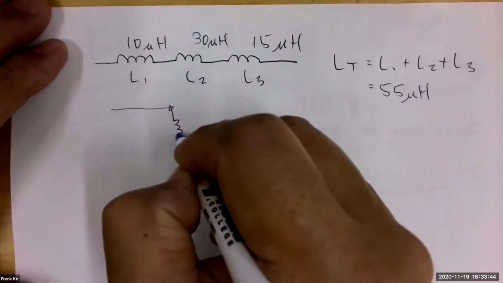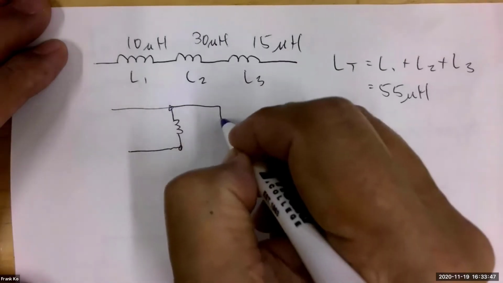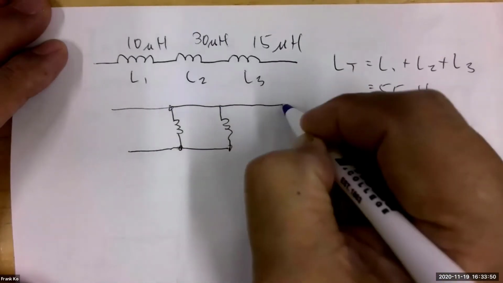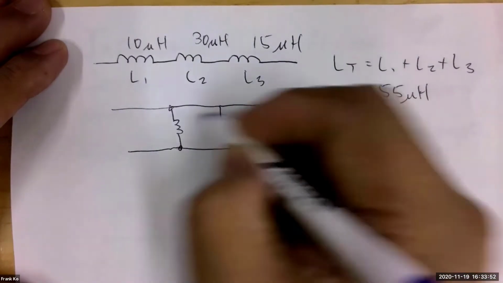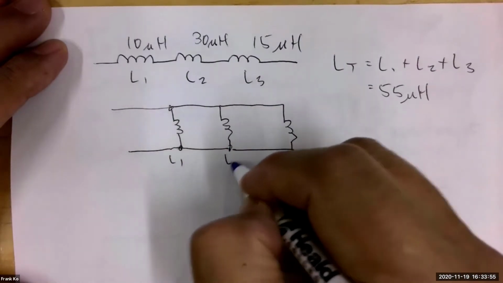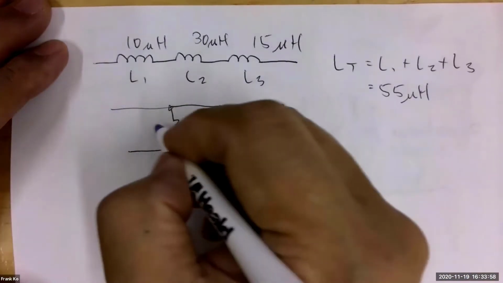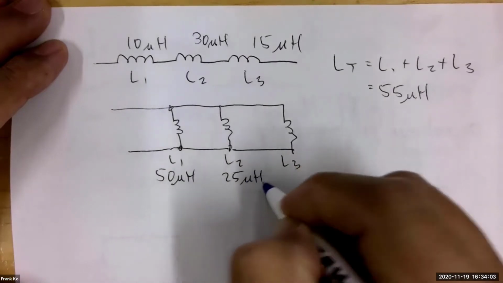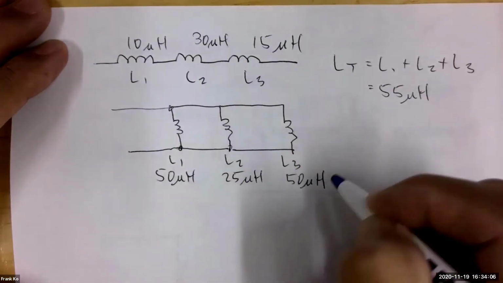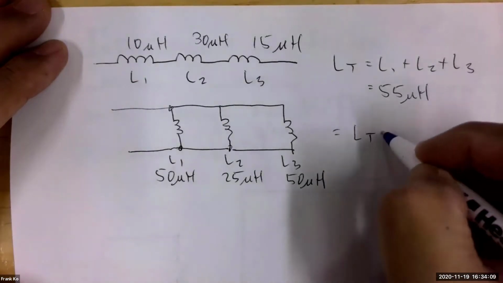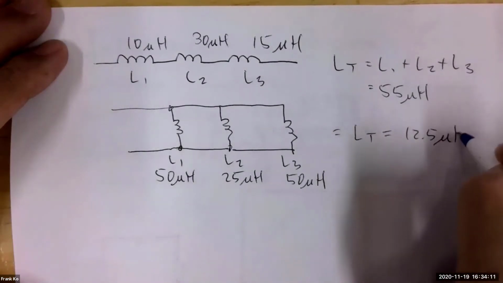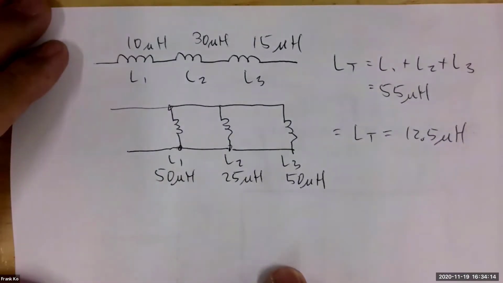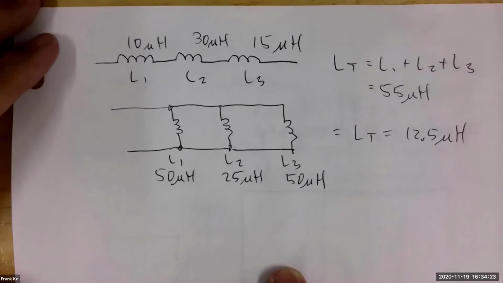And the same behavior occurs when they are in parallel. So when you have them in parallel, like so, if I had an L1, L2, L3, and I said that this was 50 microhenries, 25 microhenries, and 50 microhenries, you might have figured out that LT should be somewhere around 12.5 microhenries. And you'll say, wait a minute, how did that happen so fast? How do we do that without a calculator? The same way we would do this if these were resistors.